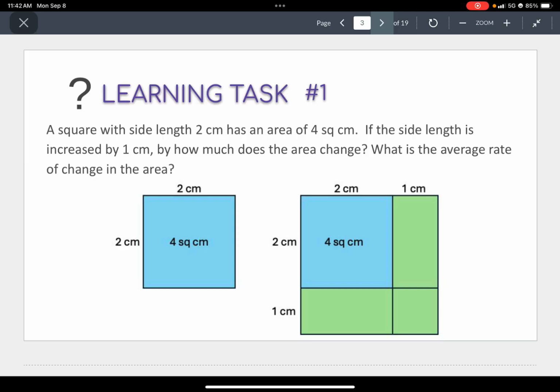You can see I've redrawn the original square with side length 2 centimeters, marked in blue, and we've expanded that area as we've increased the side length from 2 centimeters to 3 centimeters. In the green shaded region, those two rectangles and that one square represent the change in the area. So pause the video here and go ahead and work the learning task.